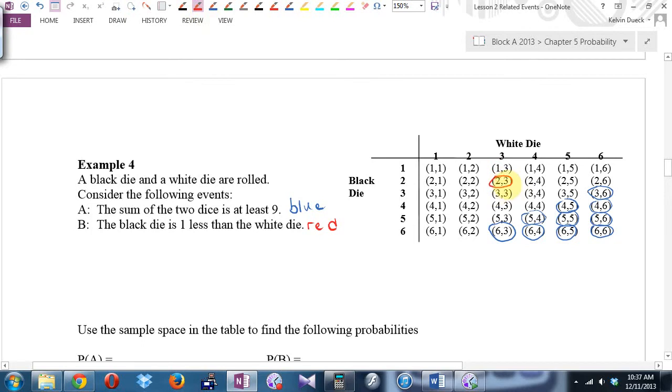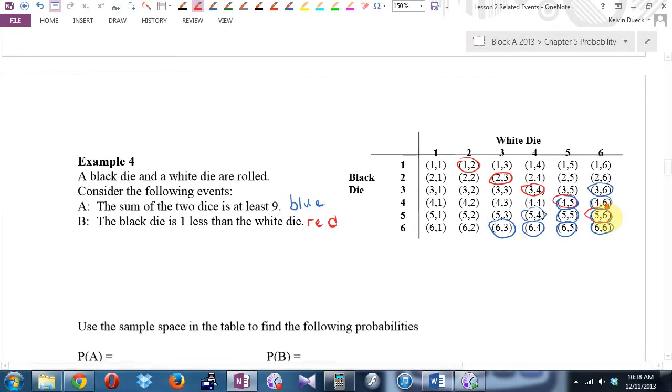Here, here, here, here, and here. Yeah? 1, 2, 2, 3, 3, 4, 4, 5, 5, 6. That's where the black die is one less than the white die. You okay with that, Colin? Okay. Now let's answer the questions.